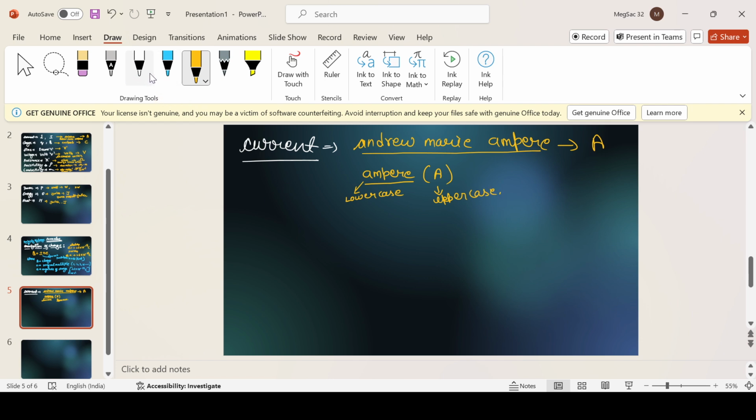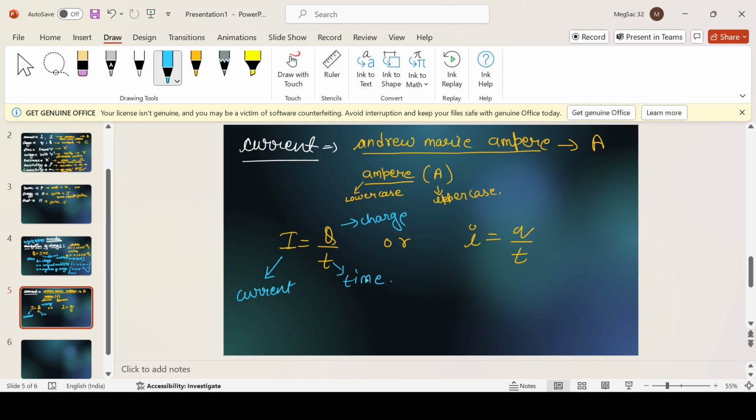So now what is the formula for this? So the formula for this is I equals to Q by T. Got it this? Yes, sir. Okay, now where this I stands for current, Q stands for charge, and T stands for time. So can I get the unit for the I also? Yes, definitely we can get it. And how we can get this?